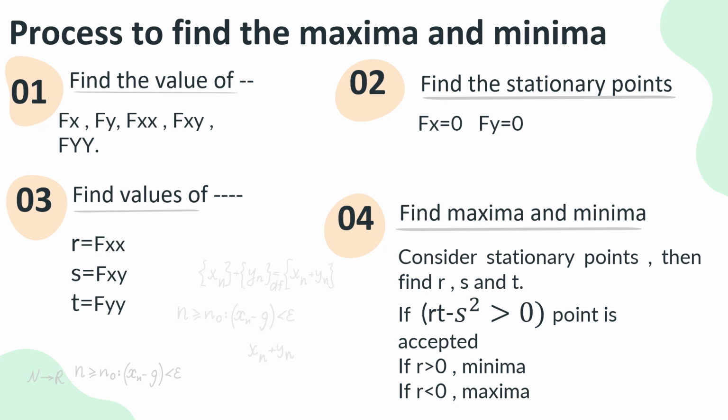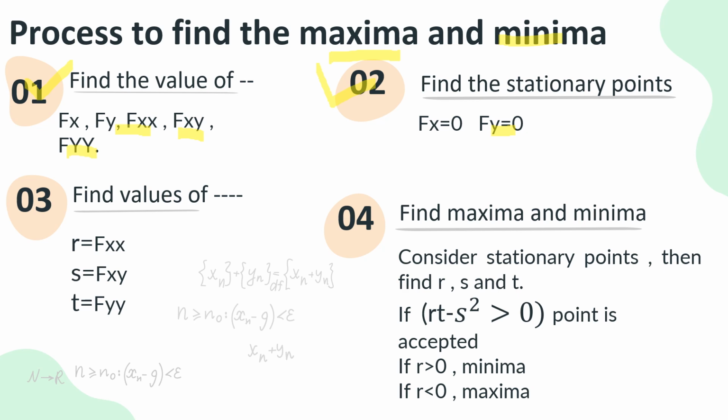Now these are the four steps I have written here to find the maxima and the minima. First, find the values of f of x, f of y, f of xx, f of xy and f of yy. How will we find these? By doing partial differentiation we will be able to find all of these. Now second, find the stationary points. How will we get the stationary points? When we set f of x equal to 0 and f of y equal to 0, we will get the stationary points.